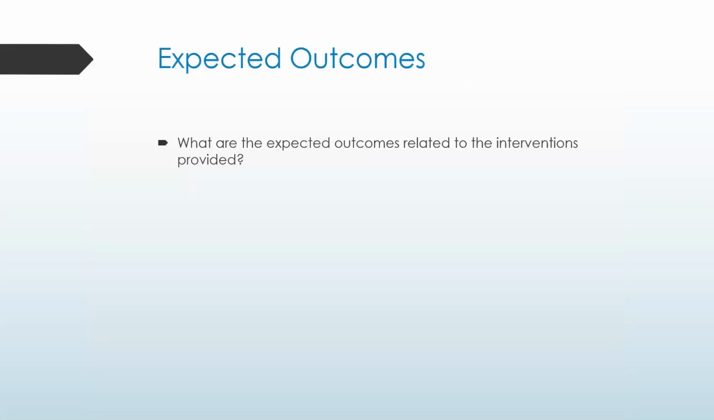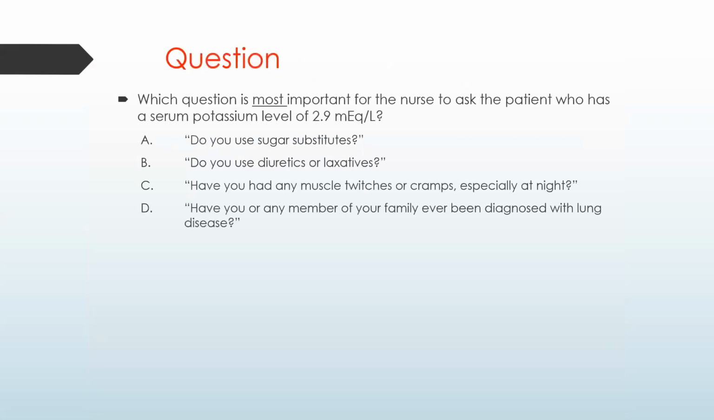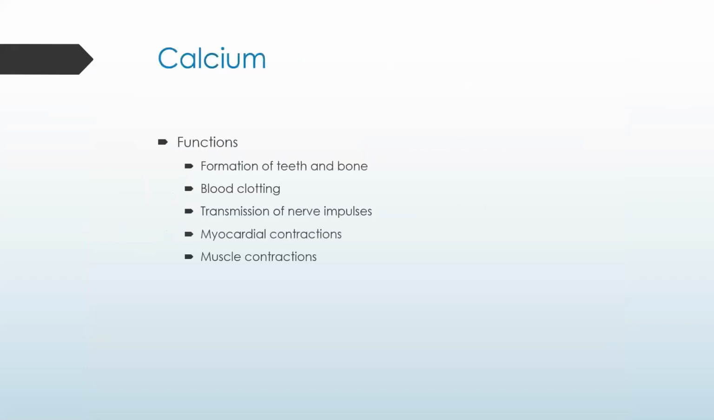So what are expected outcomes that we want to see with hyperkalemia? These would include ECG changes that are back to normal, decreased potassium levels, and improvement in muscle tone, no weakness.